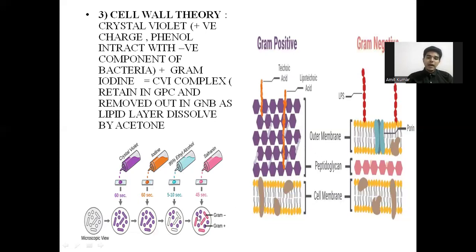In the case of gram positive bacteria, the CVI complex is not removed from the cytoplasm of the bacteria, due to the shrinking of the peptidoglycan layer of gram positive bacteria. Due to the shrinking, there is a decrease in the pore size, and that's why the CVI complex is not removed from the cytoplasm of the bacteria, and it does not take the color of safranin.